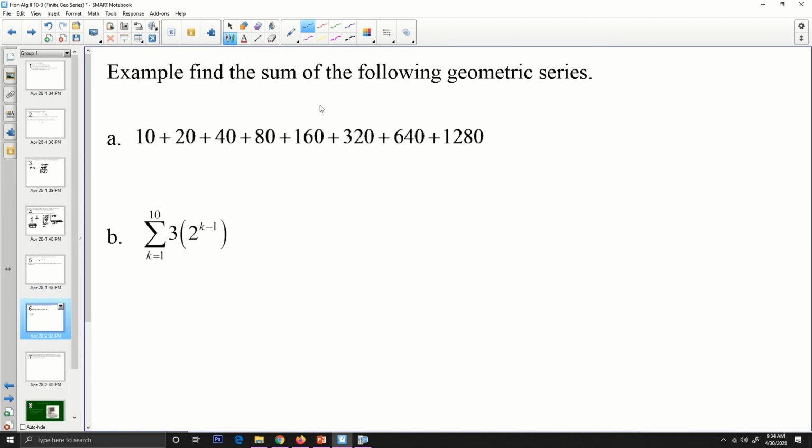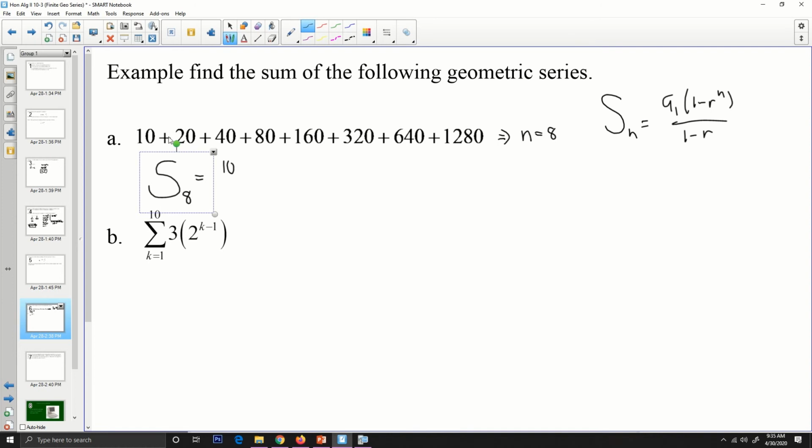So let's find the sum of the following geometric series. Okay, so I've got 1, 2, 3, 4, 5, 6, 7, 8. So again, just real quick, S sub n equals A sub 1 times 1 minus r to the nth over 1 minus r. I've got 8 terms, so n equals 8 in this one. We're going to find the sum of the first 8 terms, and the first term, we recall, is 10.